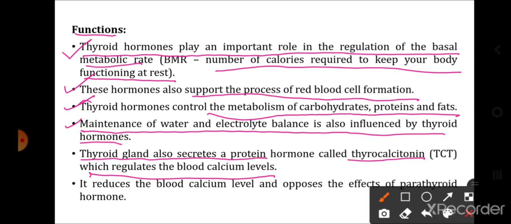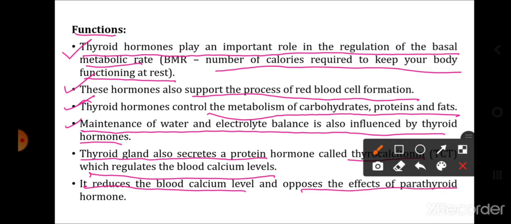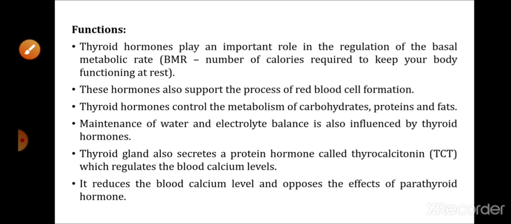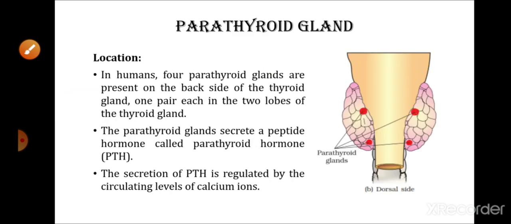Whereas when the blood calcium level decreases below the normal value, at that time parathyroid gland will secrete its hormone and increase the blood calcium level. So it reduces the blood calcium level and opposes the effects of the parathyroid hormone. So that is regarding the thyroid gland of our body.